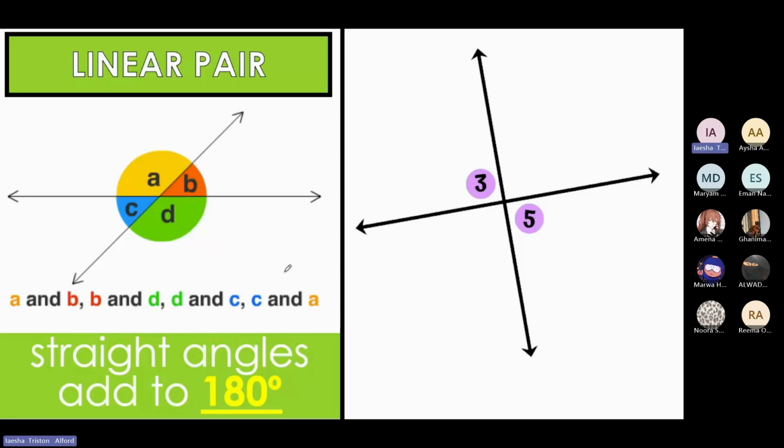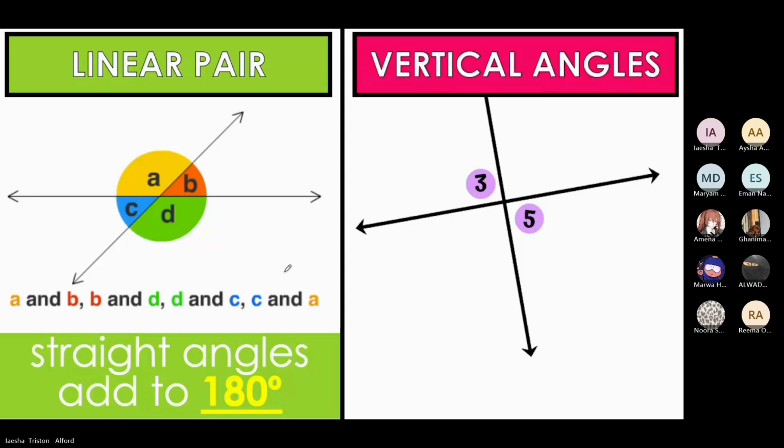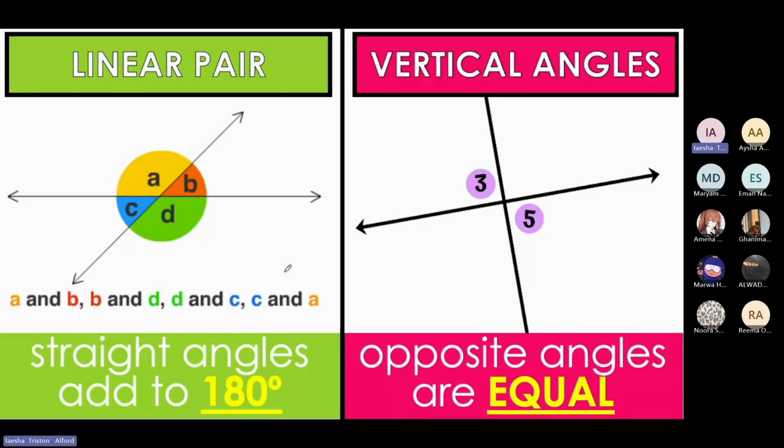3 and 5, it has a name. Vertical. What do you know about vertical? Opposite angles. Opposite angles are equal. So opposite angles are equal. We need this again for the last question.